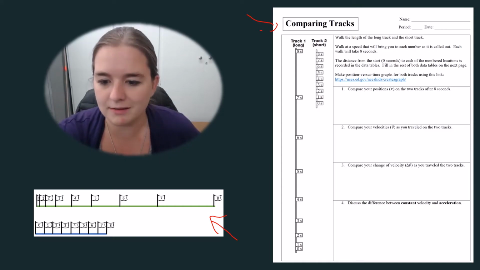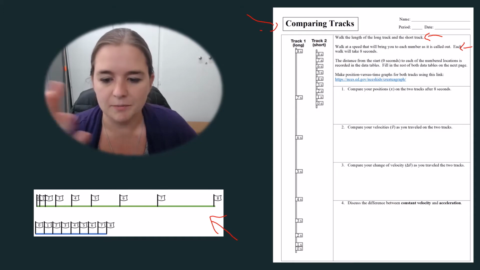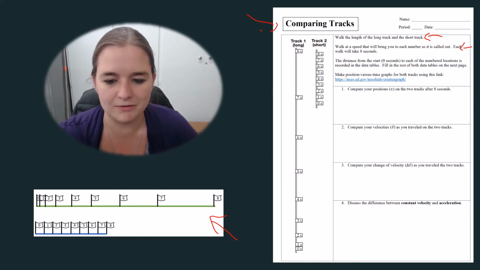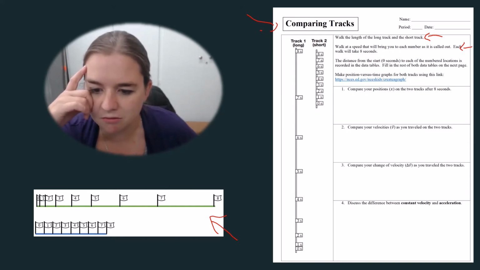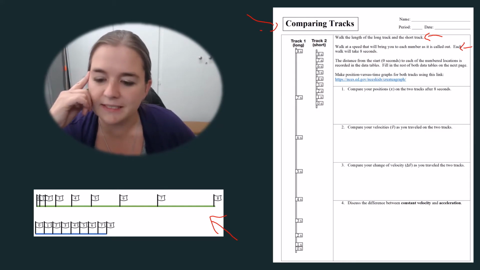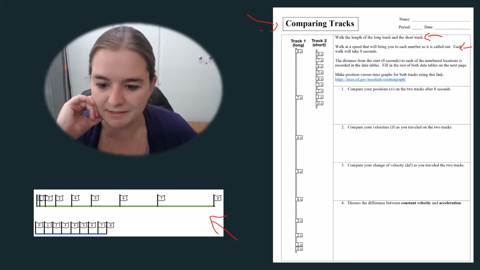What we did is we walked the length of the long track and the short track, going to each number as it was called out. So each walk took a total of 8 seconds, but you moved a different amount of space. What you're going to do is the distance from the start to 0 is recorded in the data tables. You'll fill in the data tables on the next page with some analysis here. So we'll work on that piece of it together.